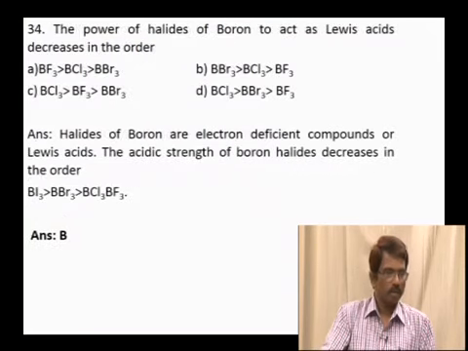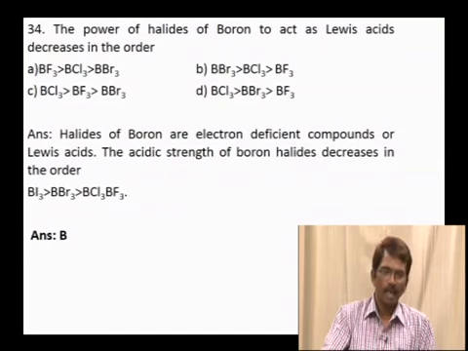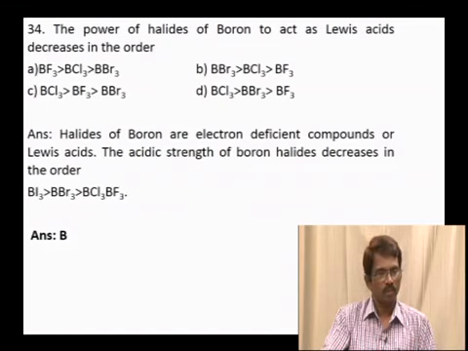And then into the question number 34, the power of halides of boron to act as Lewis acids decreases in the order. So you have been given BF3, BCl3 and BBr3. You have to arrange from the strong acid to weak acid, or decreasing order of acidic strength. Halides of boron, that is BF3 or BCl3 or BBr3, are electron deficient compounds, and therefore they act as Lewis acids.